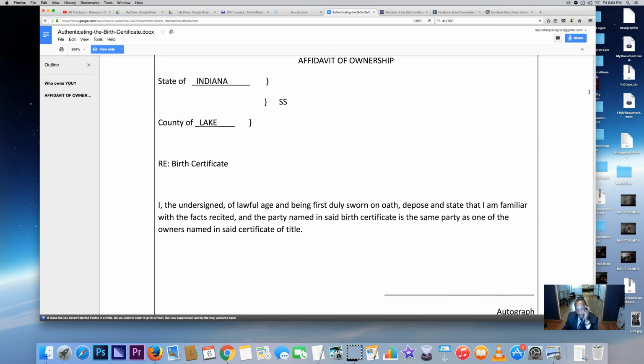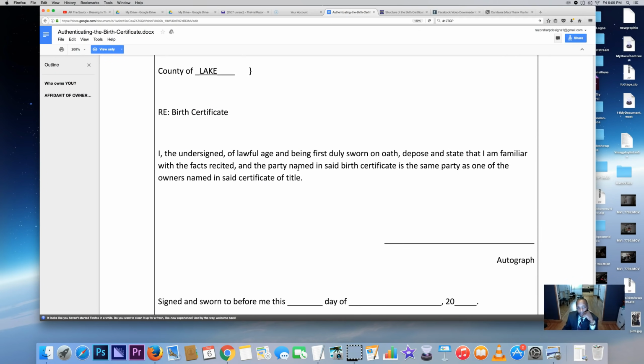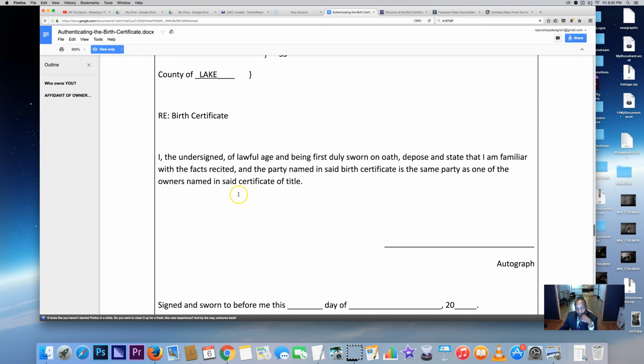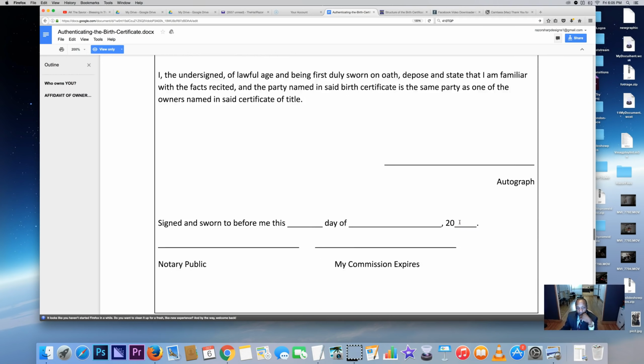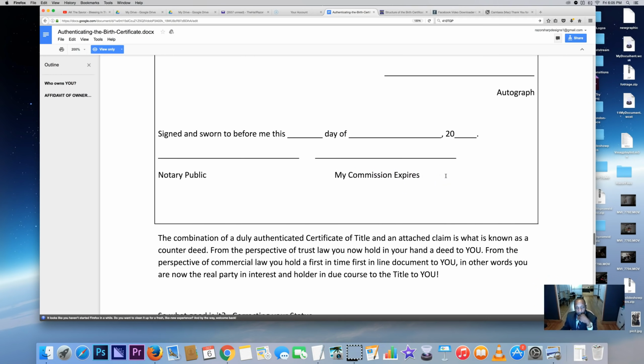Okay, your state. You say, State of Indiana, County of Lake. In reply to birth certificate, I, the undersigned, of lawful age, and being first duly sworn on oath, depose and state that I am familiar with the facts recited, and the party named in the said birth certificate is the same party as one of the owners named in the said birth certificate of title. Here's your autograph, and this is where you get it notarized. Signed and sealed by the notary.